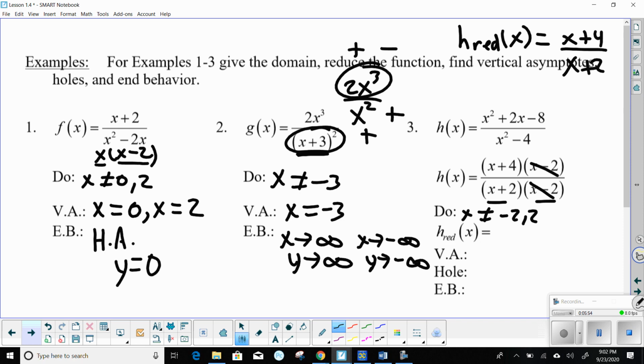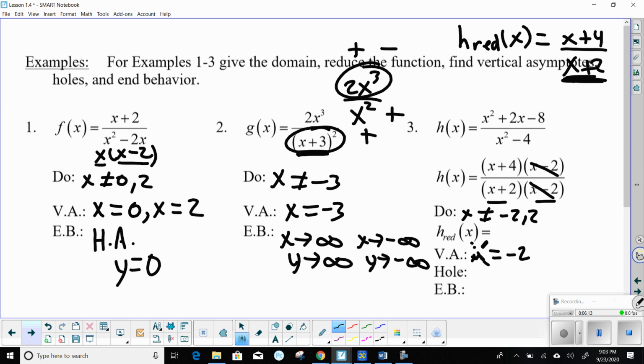So if you reduce it, if I still get 0 in the denominator after I reduce it, the factor is still there, that means that will be a vertical asymptote. So it's going to be a vertical asymptote at x equals -2. That's supposed to be an x there. The hole in the graph. The hole is what reduced out.